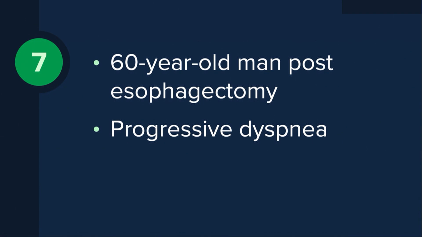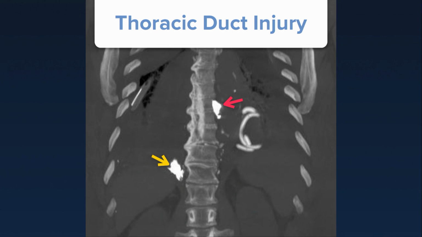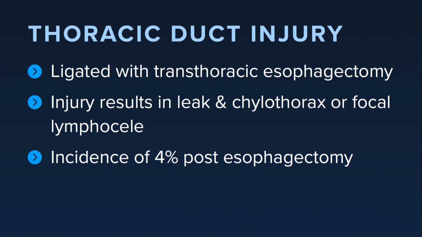All right. Our last case here, a 60-year-old man post-esophagectomy with progressive dyspnea. So here's his postoperative chest radiograph: fluid collections, again, not uncommon. You have atelectasis as well, but his chest tube output was pretty significant, more than 1,600 cc's a day, and that was at post-op day 5, and it wasn't relenting. He went on to have a CT lymphangiogram, and it identified not one, but two areas of thoracic duct injury that was leading to that high chest tube output. So this is a case of chylothorax.